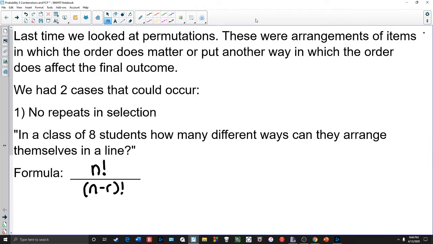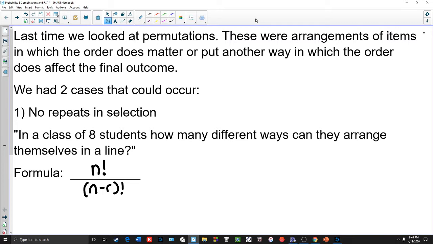So this video is on combinations and the FCP, which usually follows permutations. Just to remind ourselves what permutations are from the last video: permutations are arrangements of items in which the order does matter, or the order affects the final outcomes. For example, we had two kinds of situations.